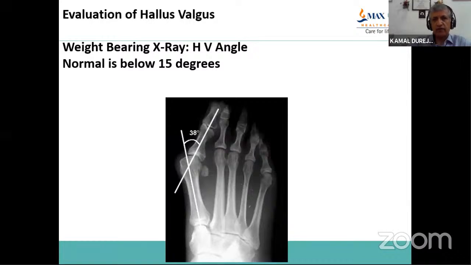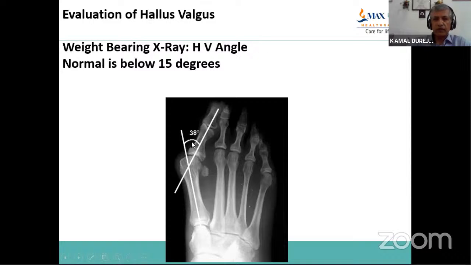Hallux valgus, or the bunion. These are another area where the standing x-rays, weight-bearing x-rays, are very important for the assessment. And we try to calculate the axis of the proximal phalanx and the axis of the metatarsal and the angle subtended by them. Normally, it should not be more than 15 degrees, but if it is more than that, we know that it is a hallux valgus.